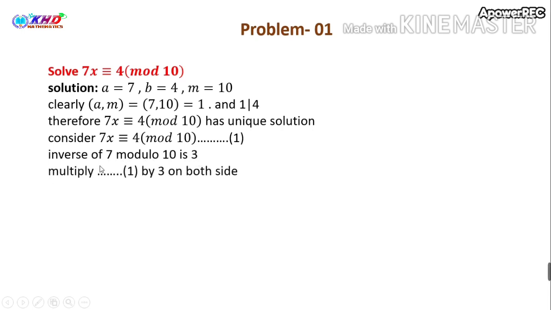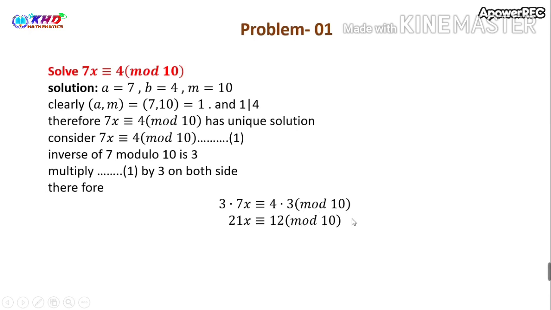Then we have to multiply our equation by that inverse value, that is 3, on both sides. We get 3 into 7x congruent to 4 into 3 mod 10. So on the left hand side we have 21x congruent to, on the right hand side we have 12 mod 10. Now take modulo 10 on both sides. 21 is equivalent to 1 and 12 is equivalent to 2 modulo 10. Hence x congruent to 2 is the required solution.